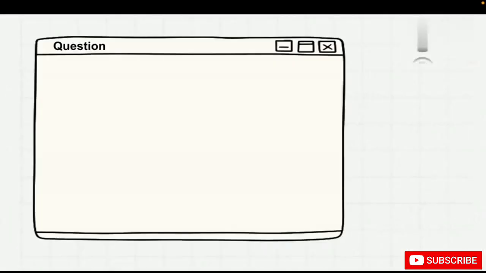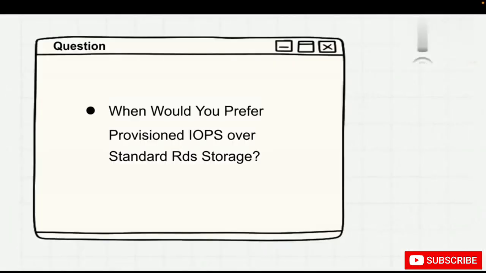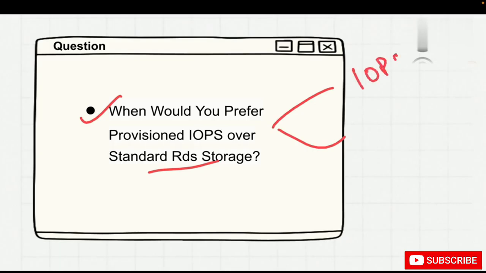Hi everyone. Let's see a few more real-time questions. The question is, when would you prefer to use provisioned IOPS over the standard RDS storage? AWS provides several kinds of storage when we are working with RDS. One kind is IOPS based and the second is standard, which is your GP2 or GP3. What are IOPS? IOPS are input output operations per second.